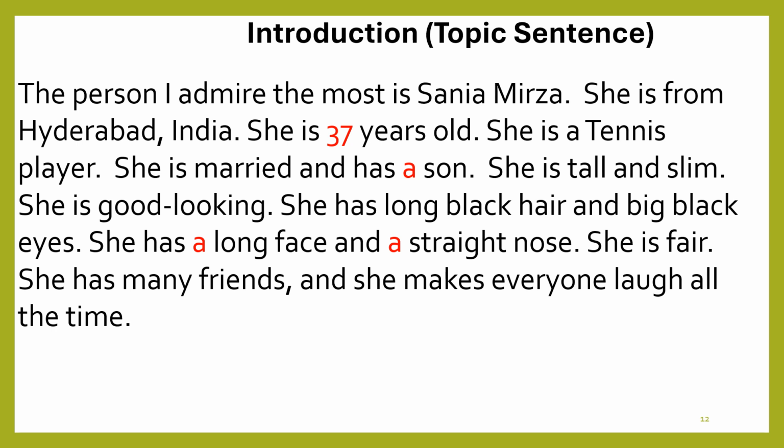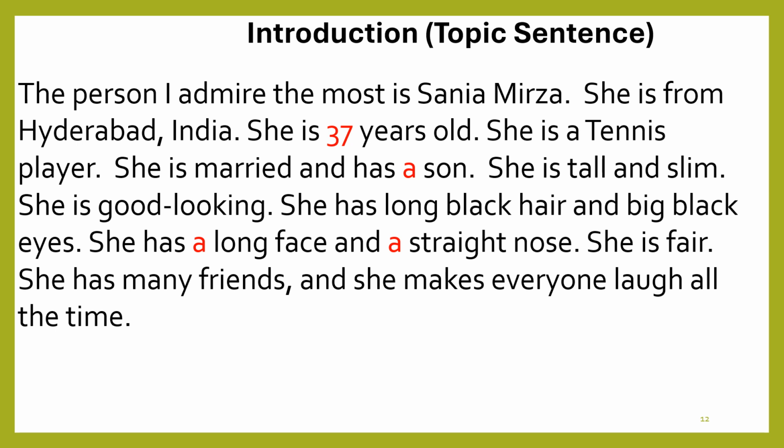Then we are writing about her height and body. Now you can see I have combined two things together. You can also do it. You can say she is tall and slim. Built and height you can combine together. And then she is good looking. You have just seen the picture. She is good looking. So you can write that. Then we talk about the hair and eyes. Both you can again combine. She has long black hair and big black eyes.